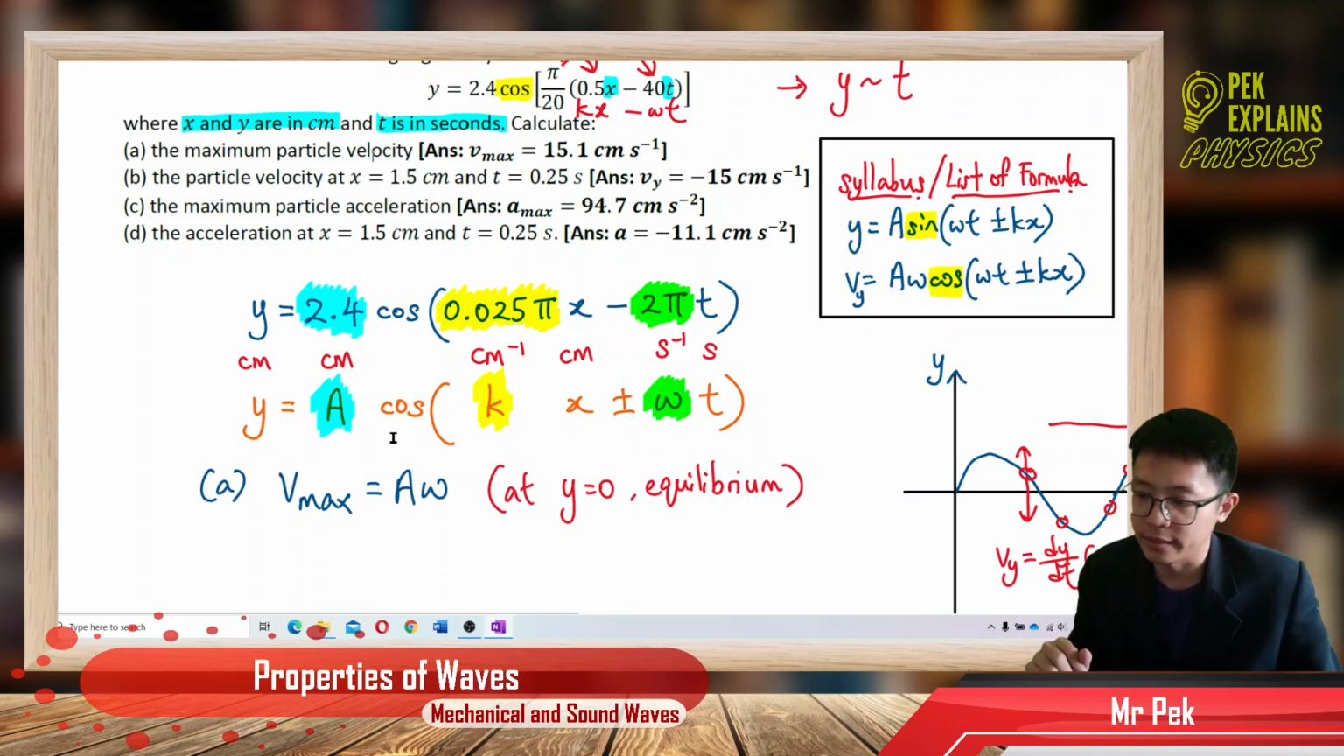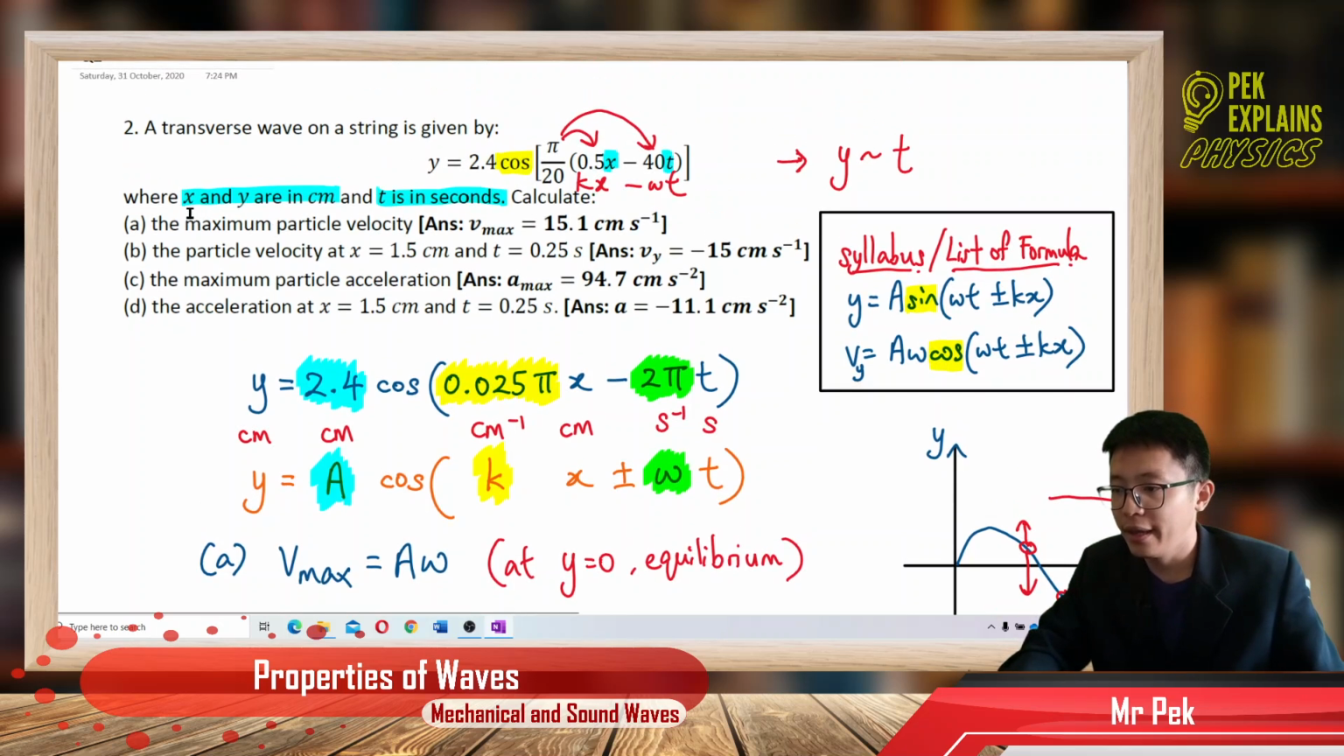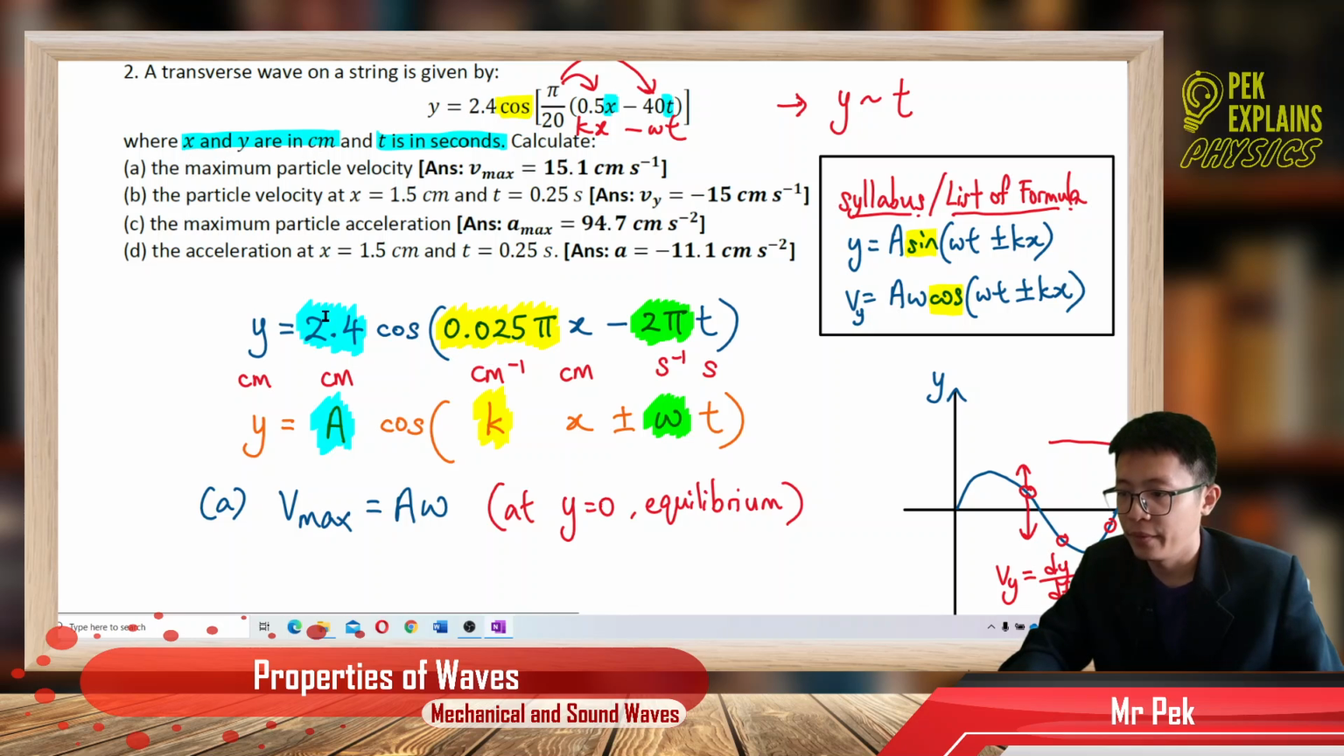Okay, so from here I can see my amplitude is 2.4. What's the unit? That's why the unit is also important. x and y in cm. That means y, the displacement, is in centimeter. So the amplitude is also in centimeter, because the amplitude unit follows the displacement unit. If y is cm, A is cm. So this is 2.4 cm. Not 2.4 meter. Okay, 2.4 cm.